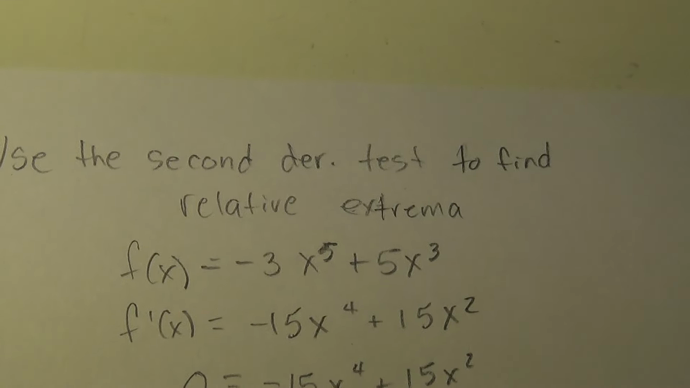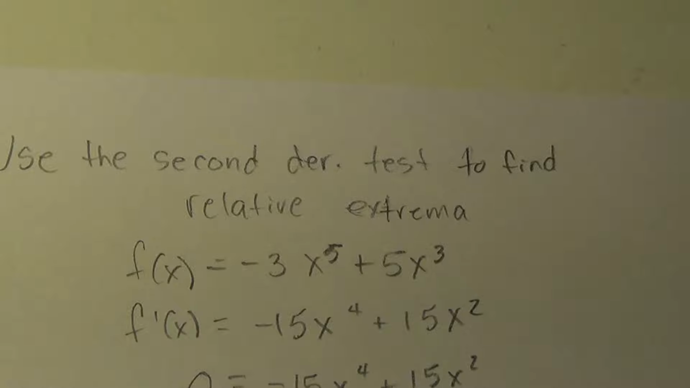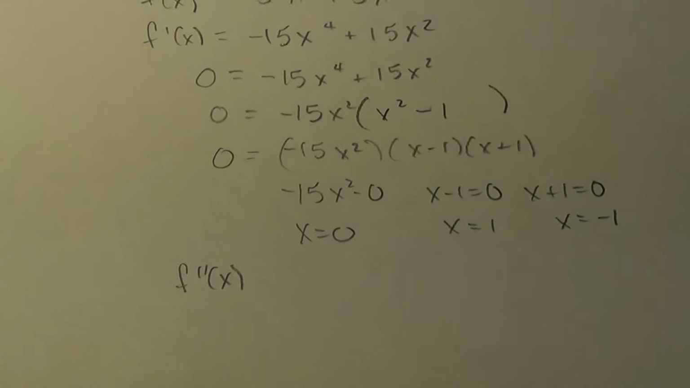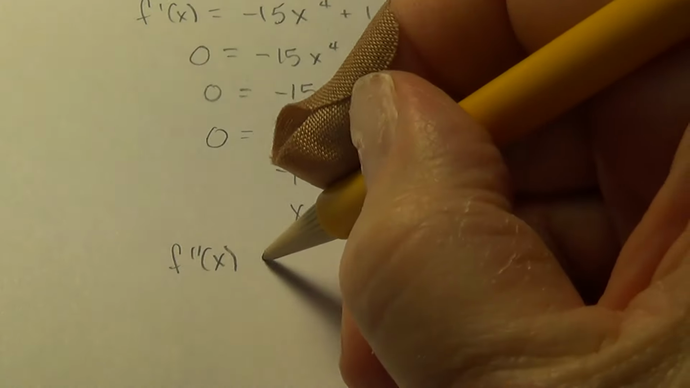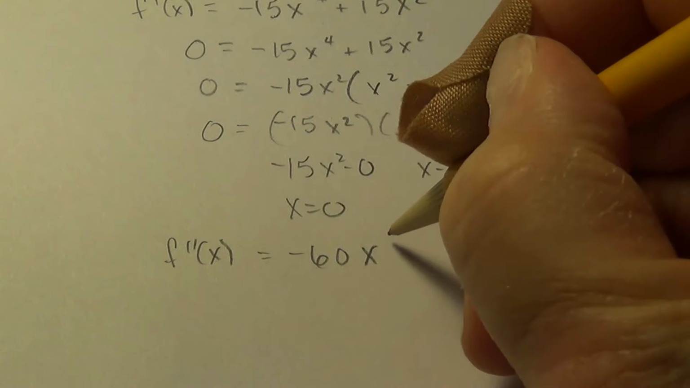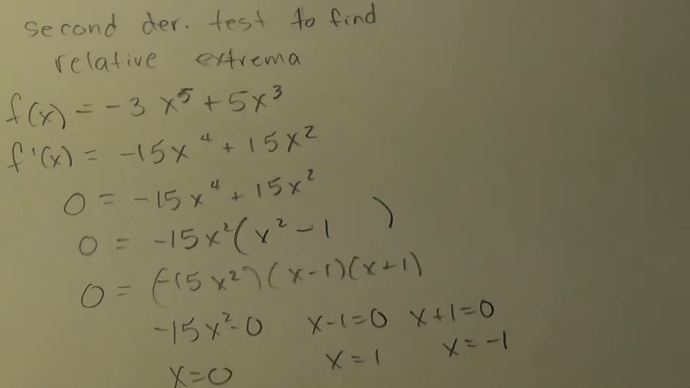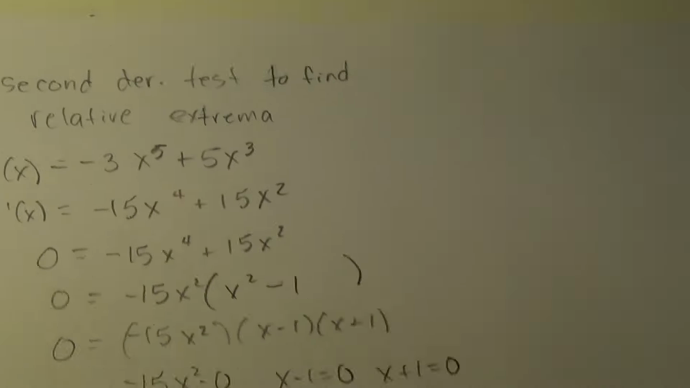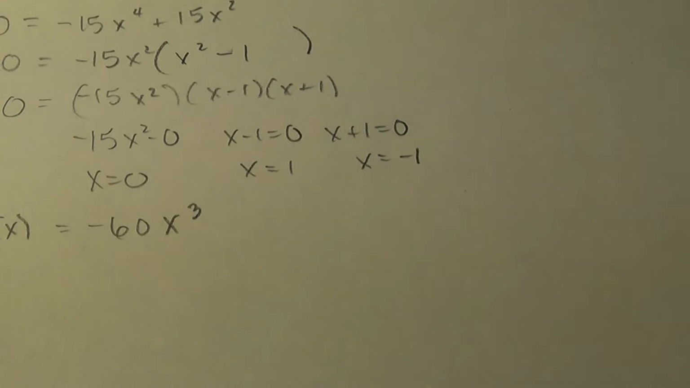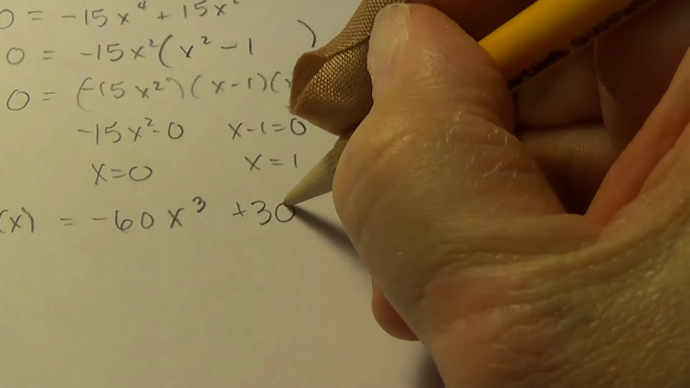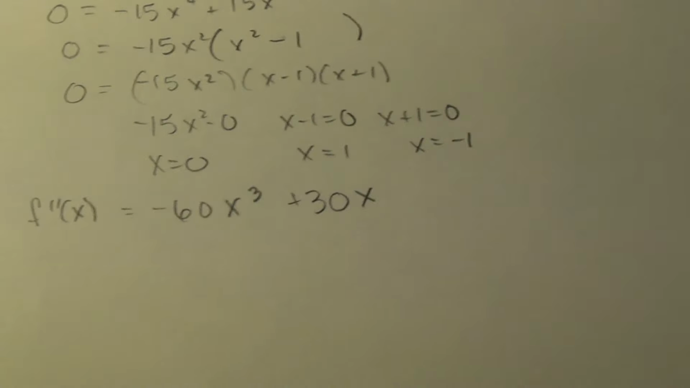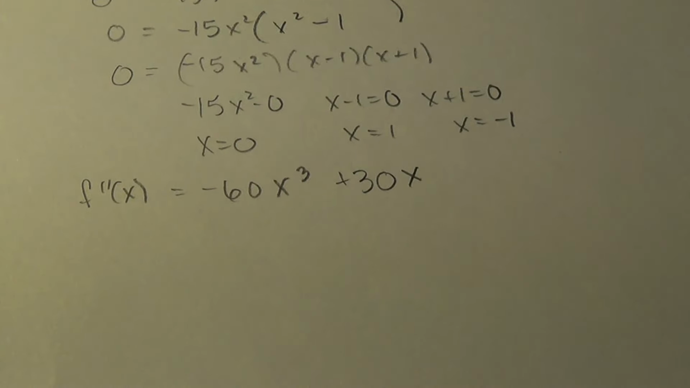So it becomes what? Minus 60x cubed. That's the first term. And the second one up there is 30x. All right, so there's our second derivative. And we don't have to do anything else with it.